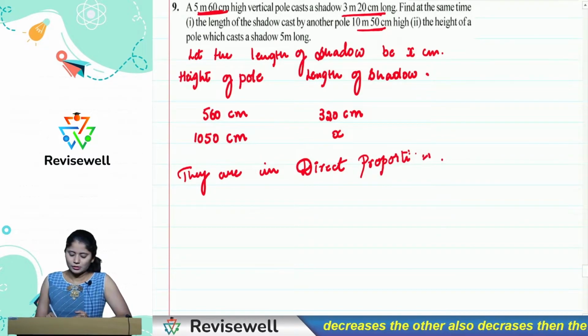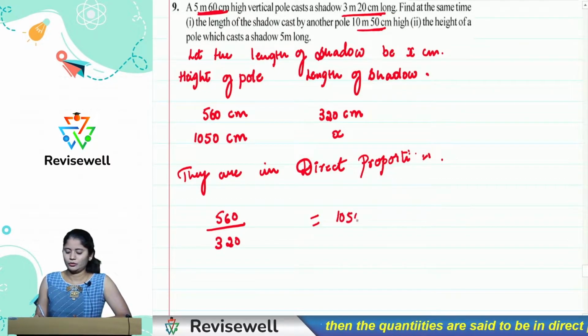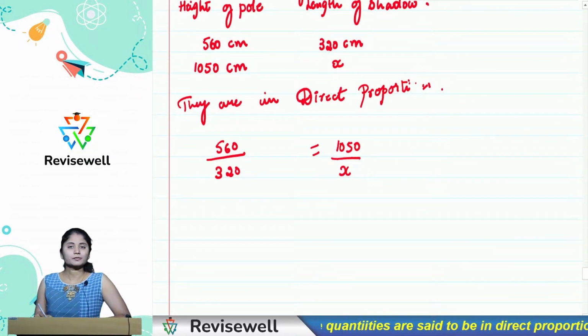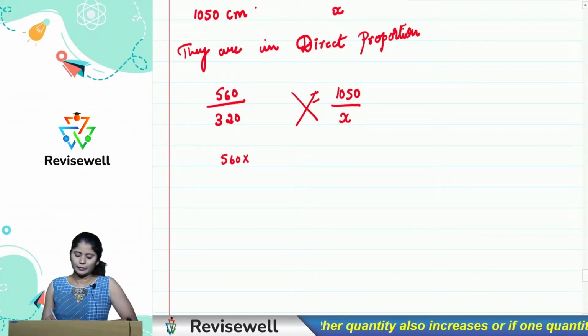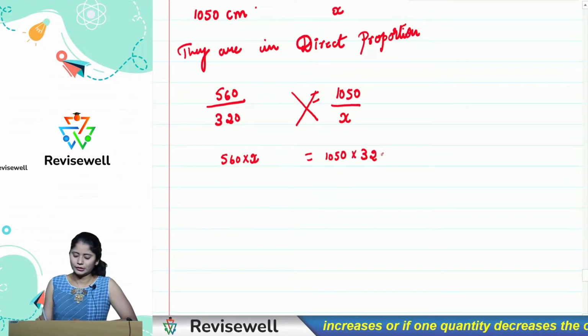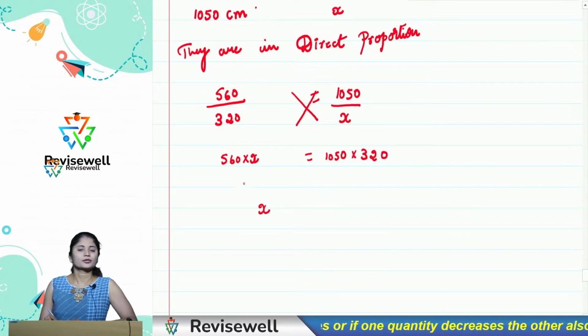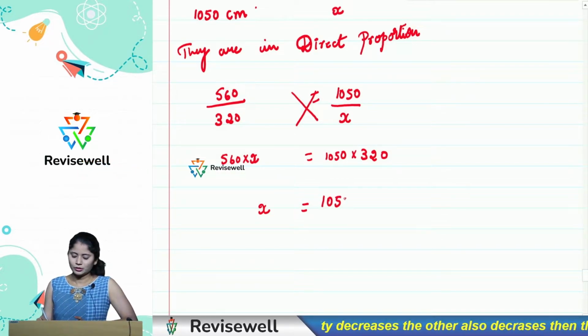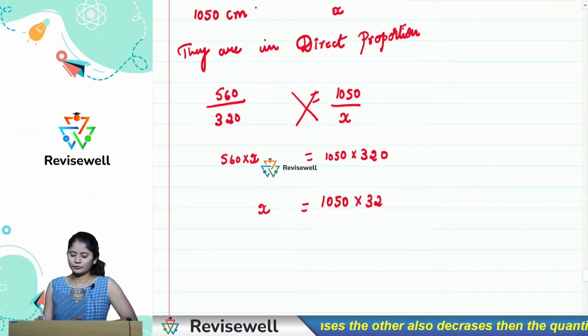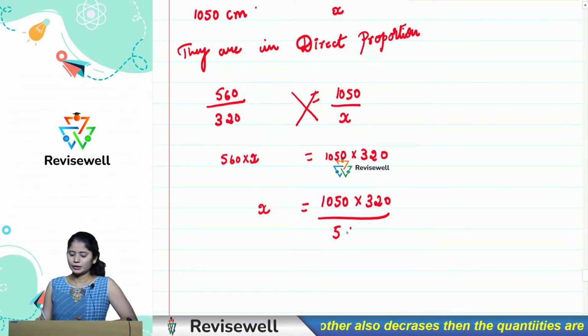So that is 560 over 320 equals 1050 over x. Cross multiply to get the value of x. 560 multiplied by x equals 1050 multiplied by 320. To get the value of x, you shift this 560 to the other side, so it comes under division. That is 1050 multiplied by 320 divided by 560.